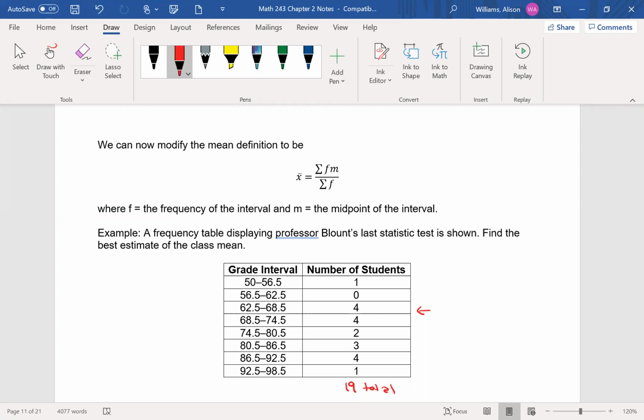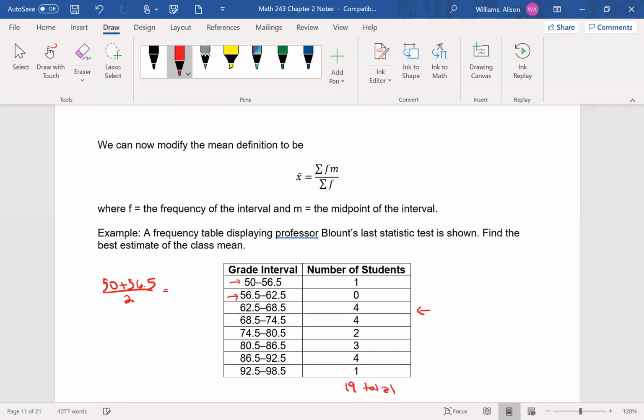F is the frequency of the interval, how many actually fall into the interval, and M is the midpoint of the interval. The way we calculate the midpoint, and every book and every person does this a little differently, the most common is to add the first data value for the first 2 sets together. So add 50 plus 56.5, and then divide by 2. So average those 2 out.